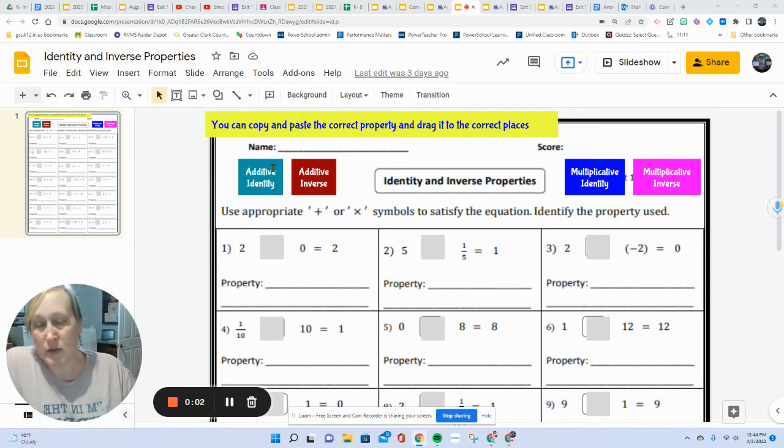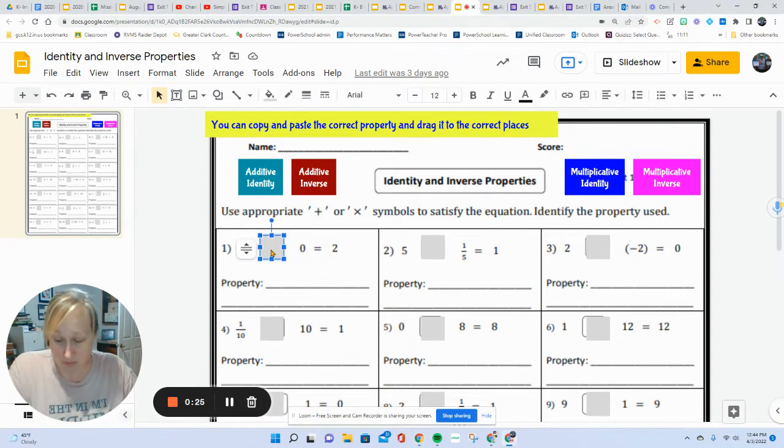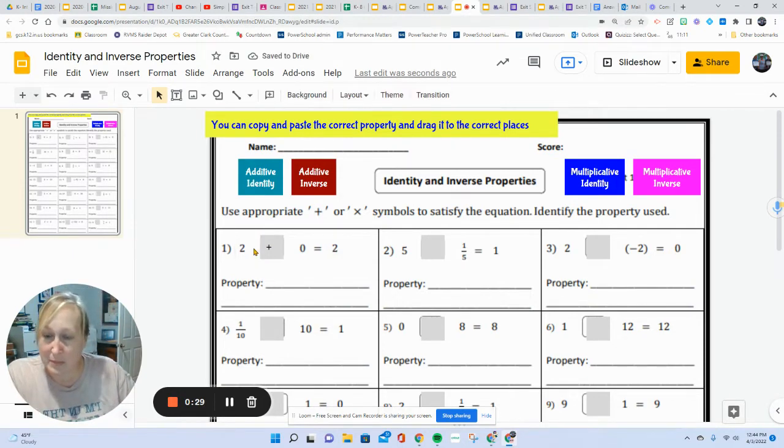Okay, this one is reviewing additive identity and additive inverse, multiplicative identity and inverse multiplication. So you have to make sure that you're choosing whether or not it's a plus or a times. Since this is 2 and 0, I don't want to multiply. I'm going to add. And since I'm getting the same thing back, my identity did not change. See that? So this one is additive identity.